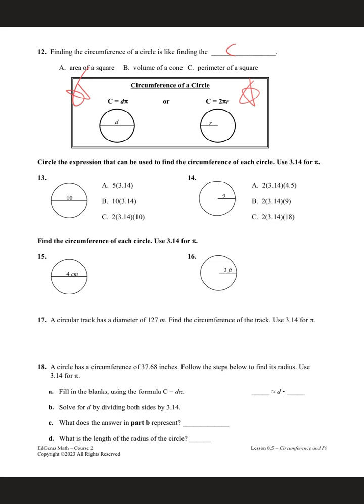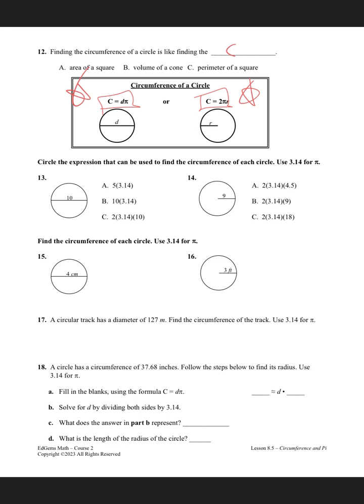So here we're going to find the circumference of a circle using these formulas. Circumference can either be found by taking the diameter and multiplying it by pi, which is this one, or you can find the circumference by taking 2 and multiplying it by pi and multiplying it by the radius.